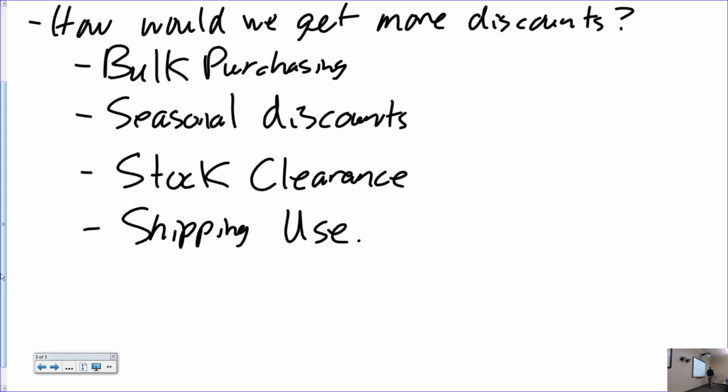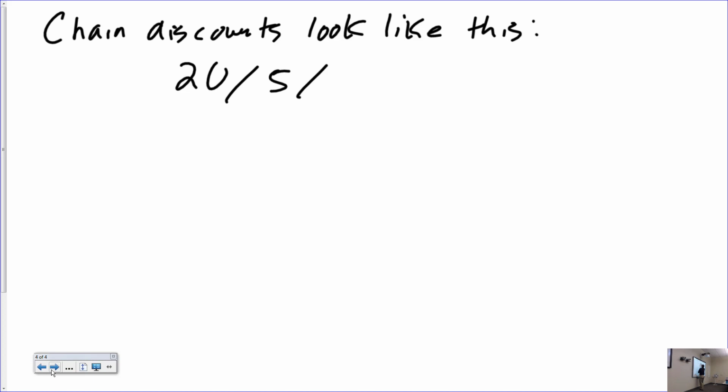All right, so anyways, here's how it looks when you get those discounts. Chain discounts look like this. It looks like I'm writing a fraction. What I'm really writing is the list of all of the different discounts that I'm getting on this particular order. So this is basically telling me that I'm getting a 20% discount, then a 5% discount, and then a 4% discount. Okay? So each one of these represents a new discount, depending on whether or not you bought enough product, or you bought it at the right time, or you used the right shipping company, what have you. Okay? And this is how they hide it, right? Because they don't have to explain where these numbers come from, they just have to write the numbers down.